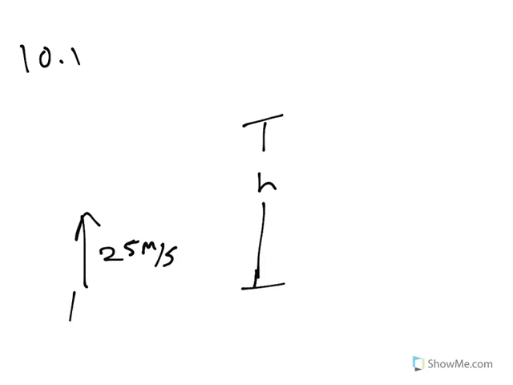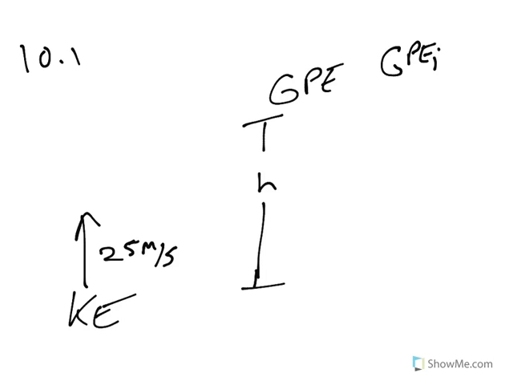Okay? Number 2, or rather 10.1, says you're launching a pebble. It's shot 25 meters per second, and we want to know how high it goes. So think about the types of energy: kinetic energy here, gravitational potential energy here. So we get gravitational potential energy final should equal kinetic energy initial, because there's only kinetic energy here, and there's only gravitational potential energy there. So that means that mgh should equal 1/2 mv squared.